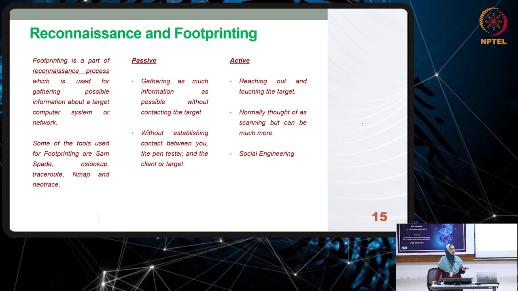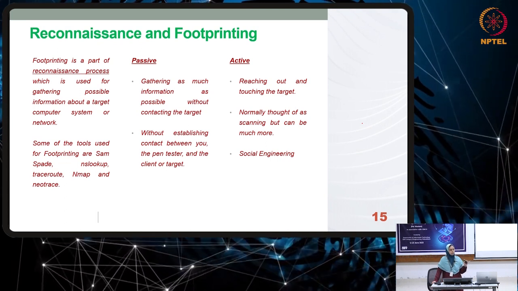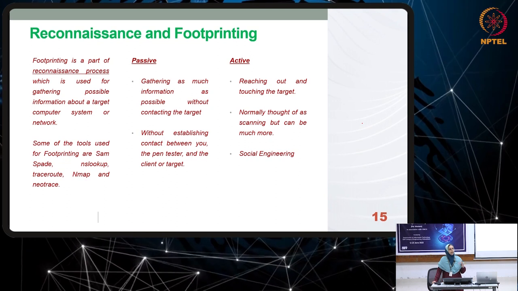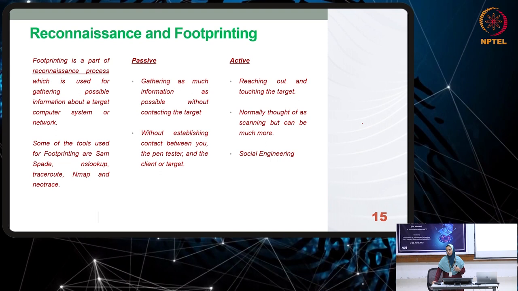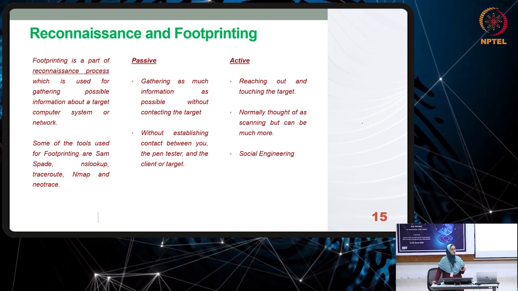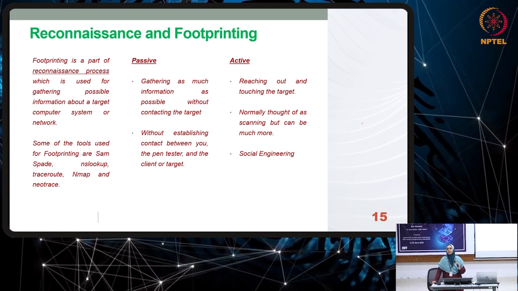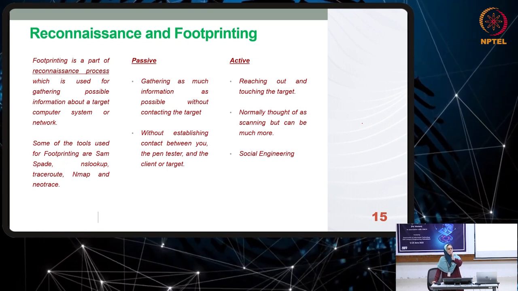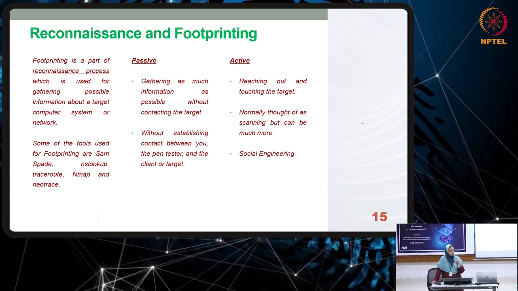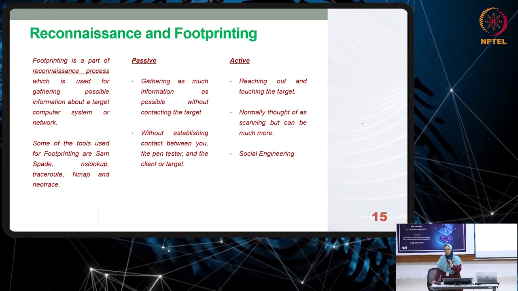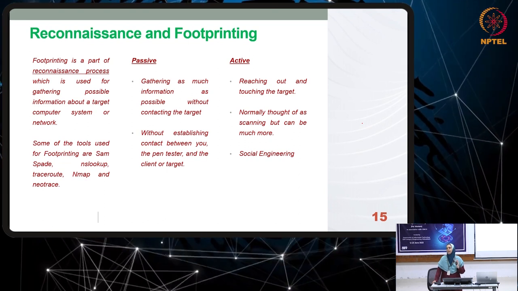Now, assume that I am sending a message on some social media platform and asking you to reply. That is a kind of active footprinting. You collect some information. In fact, any of the tools you use is an example of active footprinting, because all the tools internally send a packet to the target and then collect the information. So the target will know you are using a tool and sending some message to collect information. That will be an example of active reconnaissance.